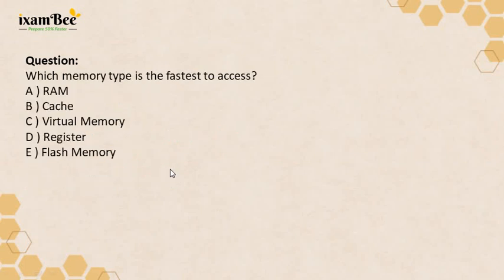Let's move to the next question, which is from computer architecture. Which memory type is the fastest to access? So the correct answer would be register. Registers are basically inside the CPU, so they have the fastest access.